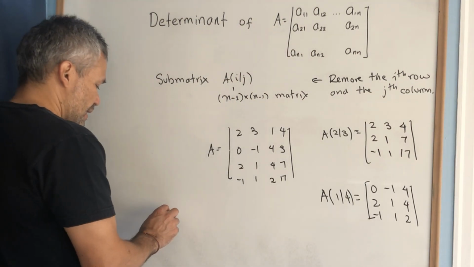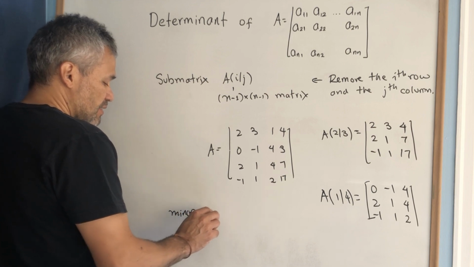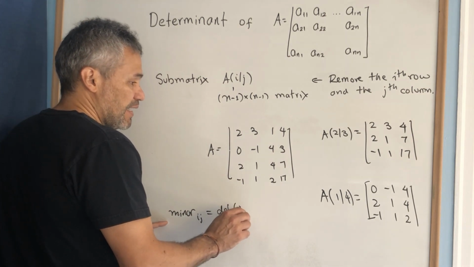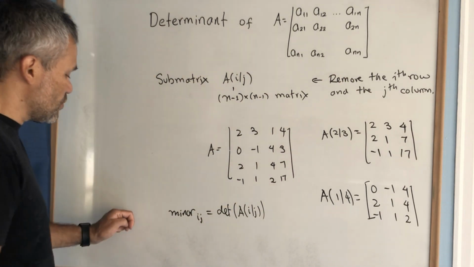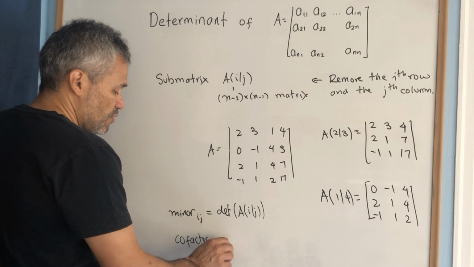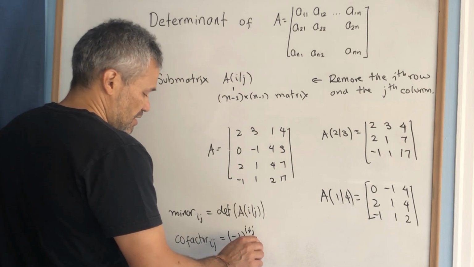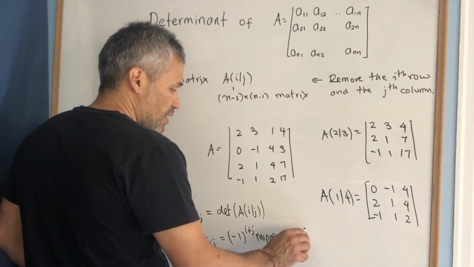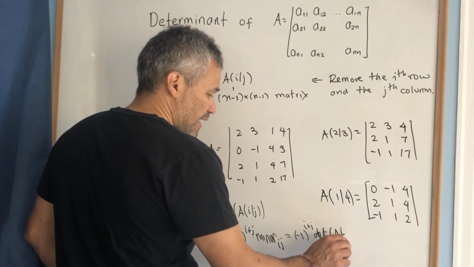We're going to define a minor M_ij, and this is just going to be the determinant of the submatrix A_ij. And we're going to define the cofactor C_ij to be equal to negative 1 to the i plus j times the minor M_ij. That means that this is negative 1 to the i plus j times the determinant of the matrix A_ij.